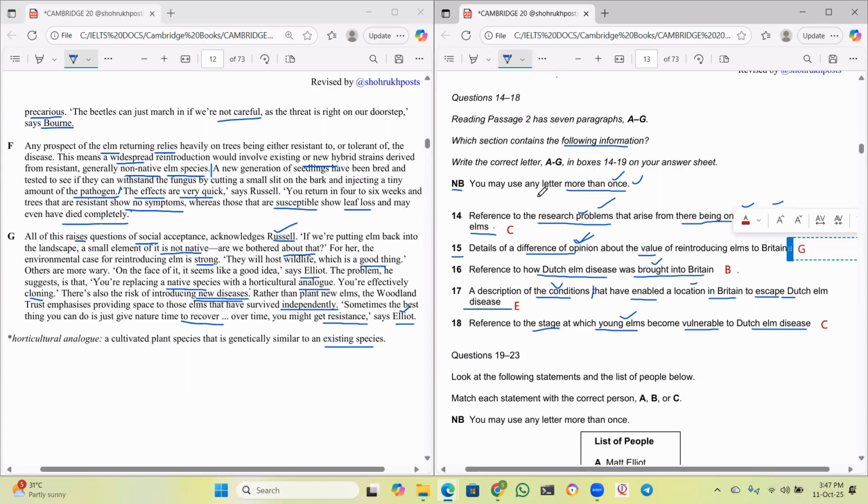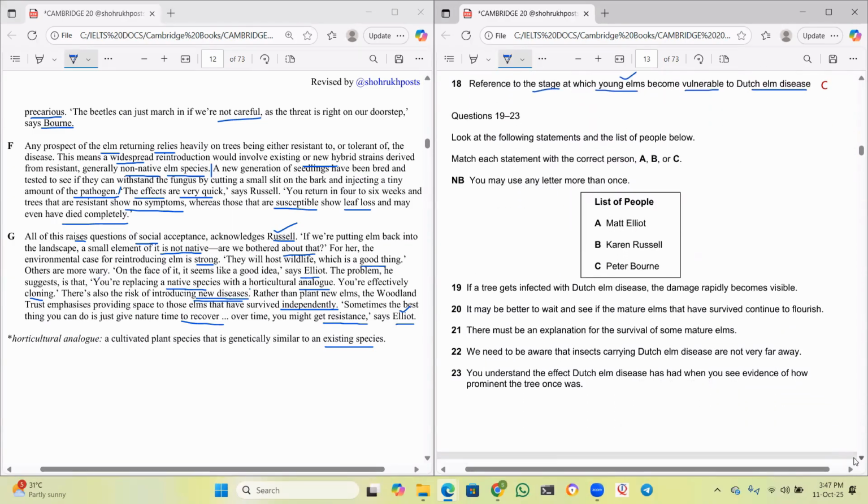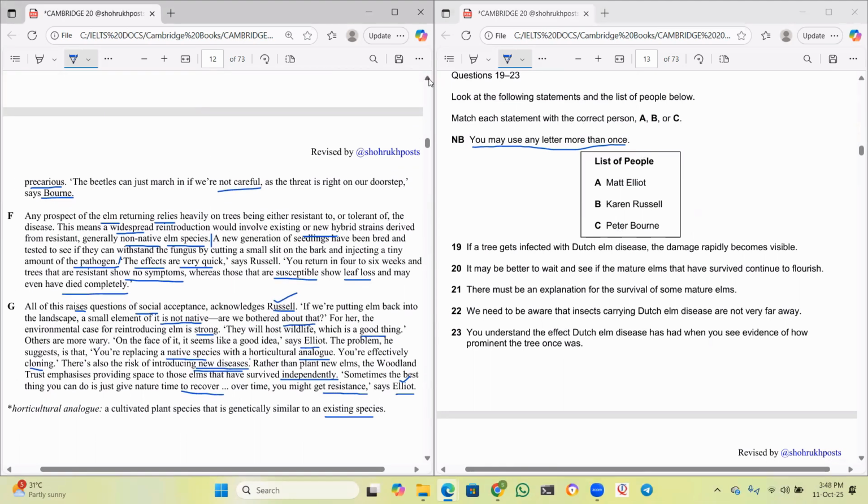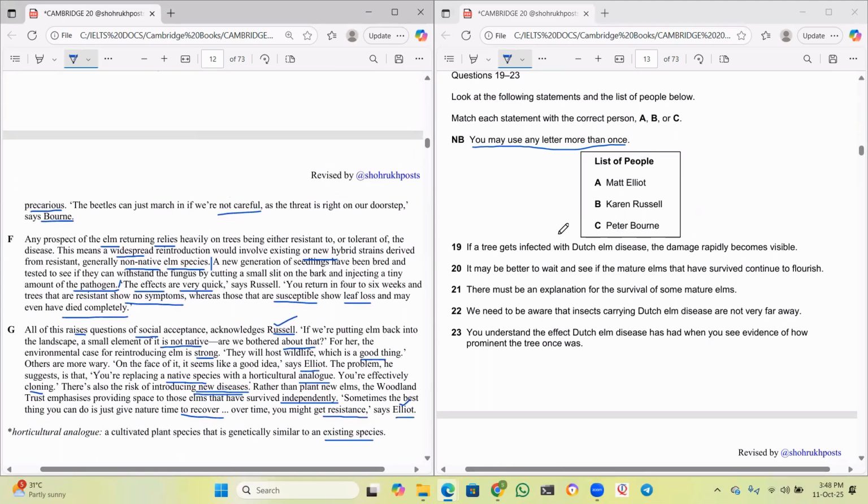Okay. So I think we are done with the first set of questions. Let us move to the next set. Now here we have people. We have Eliot, Russell, and Peter Byrne. Now we have these many questions here. We just have to match them, and you may use any letter more than once. Okay, so these three have come in the last three paragraphs, if you remember, mostly.